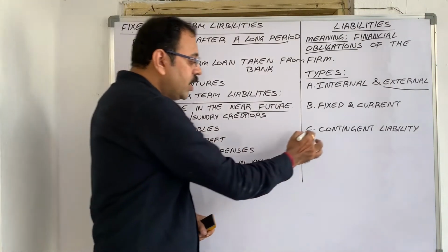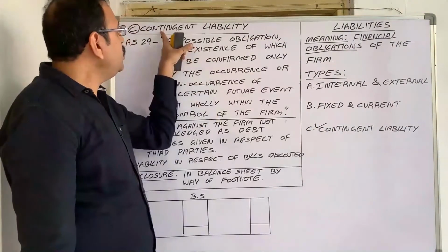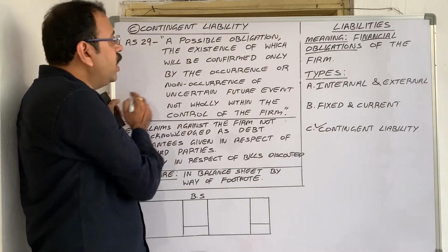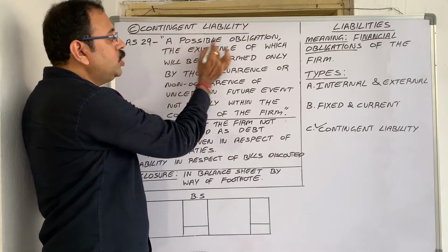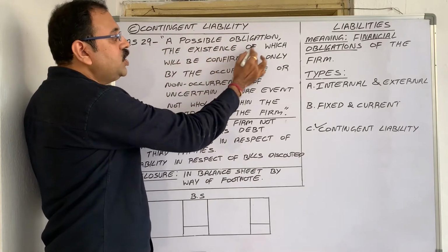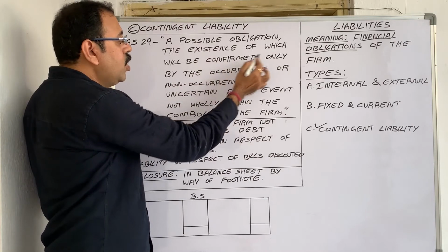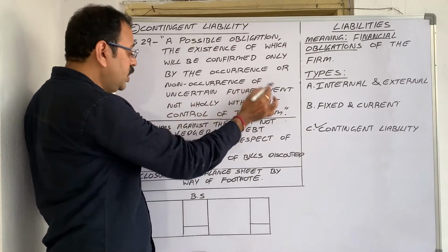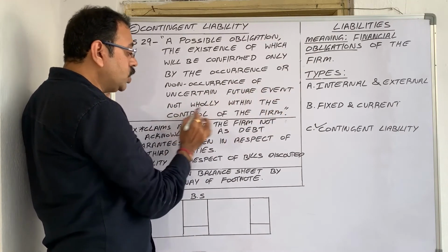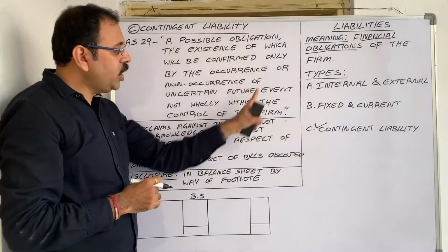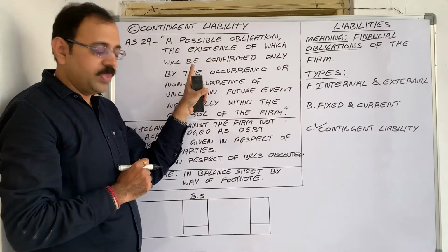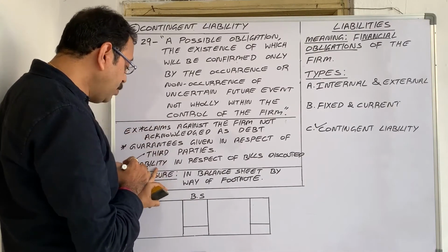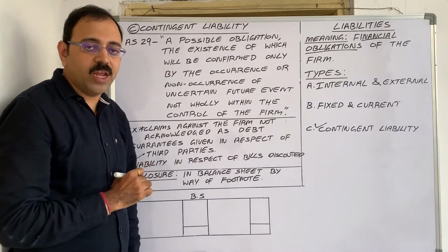Now next one is contingent liability. What is meant by contingent liability? According to Accounting Standard 29, a contingent liability is a possible obligation, the existence of which will be confirmed only by the occurrence or non-occurrence of uncertain future event not wholly within the control of the firm. I will explain the meaning of this sentence with one example. See, examples I wrote here. Third example I am taking, liability in respect of bills discounted.